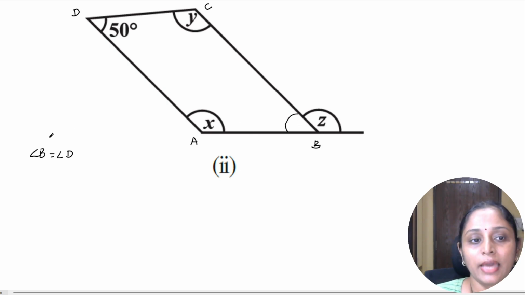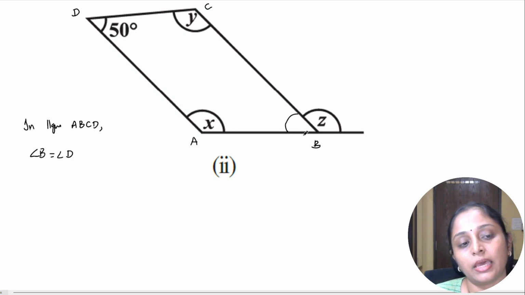Therefore, when I say angle B, it is clear that I am talking about the interior angle when I am referring to the parallelogram. In parallelogram ABCD, if I mention this, I don't have to worry about naming it as ABC. Simply when I say angle B, it means we are talking about this angle. So this is 50 degrees.